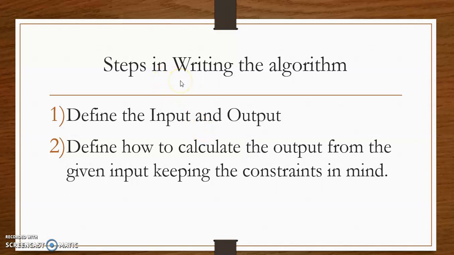The steps in writing the algorithm are, first of all, we define what is the input that we have and what are the outputs that are expected from this program. And then we define how to calculate the output from the given input, keeping in mind the constraints of the problem. So how to map the output to input, that is the main logic of the program, which a programmer needs to learn to develop.